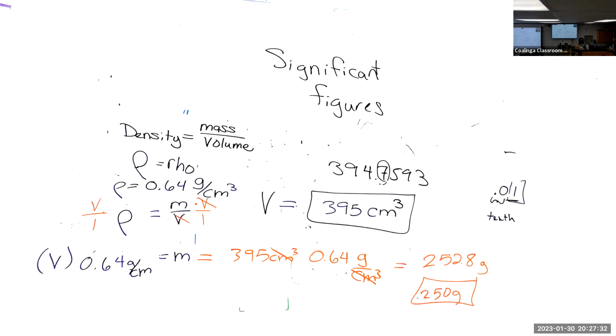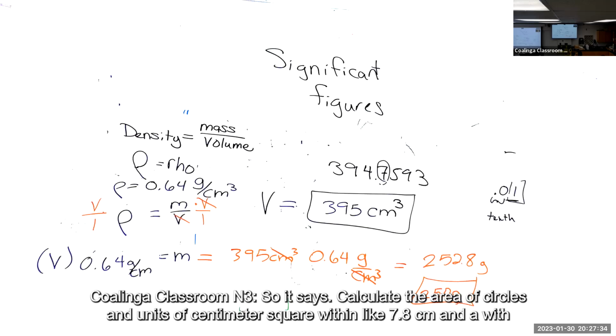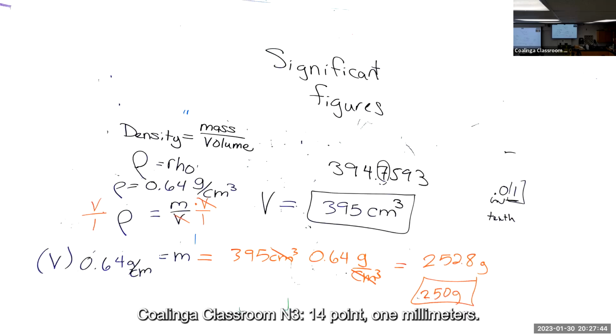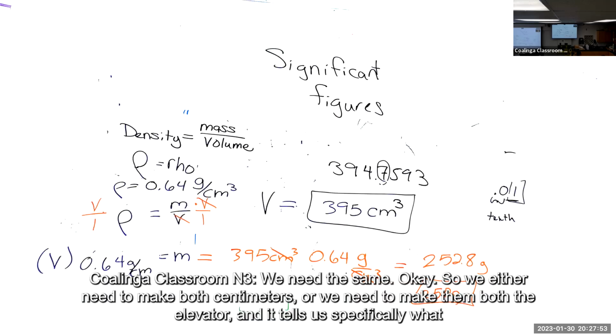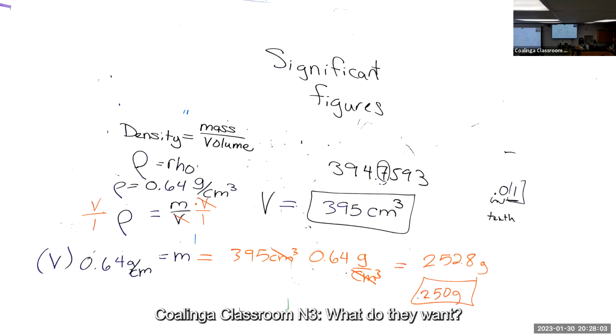Okay. So it says calculate the area of the surface in units of centimeters squared with a length of 7.8 centimeters and a width of 14.1 millimeters. What is the first thing that I want to do? We need the same units. Okay, so we either need to make them both centimeters or we need to make them both millimeters. But it tells us specifically what they want. What do they want? They want centimeters.